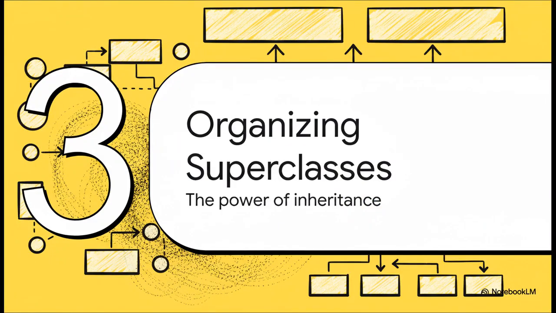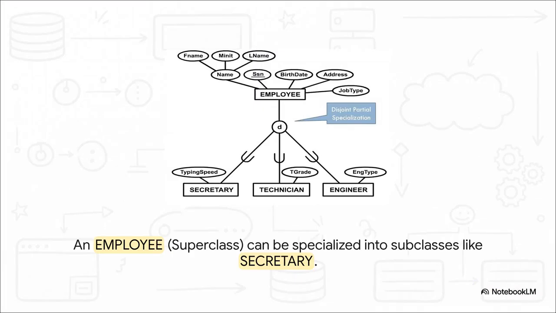Okay, so let's get into the nitty-gritty, the actual building blocks of the EER model. We're going to see how superclasses get organized and really unpack this powerful concept of inheritance. This diagram nails the core idea. We start with a really general category at the top, employee. We call that our superclass. Then from there, we can branch off and define more specific types, like secretary or engineer. These are our subclasses. You can just think of them as specialized versions of the main employee type.